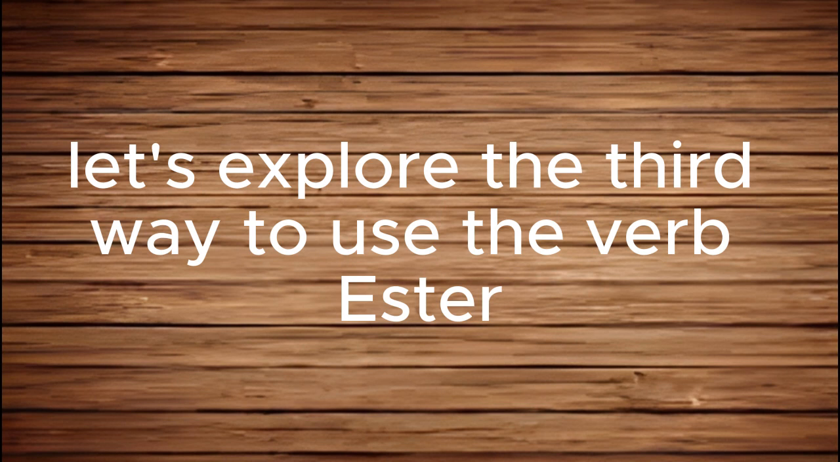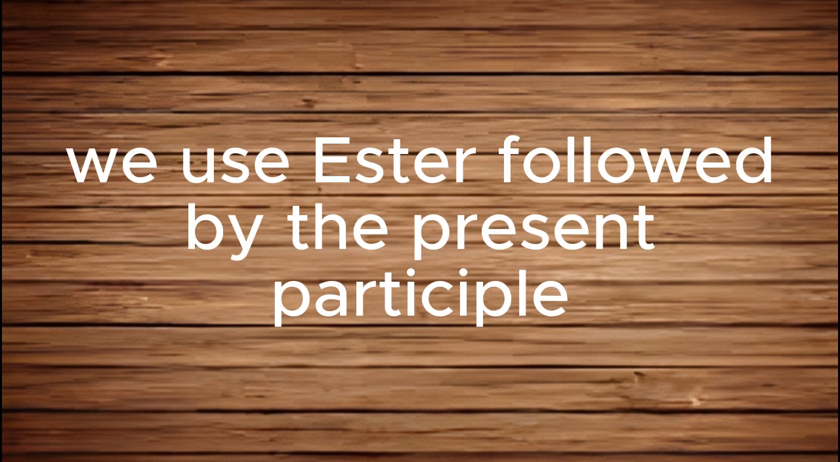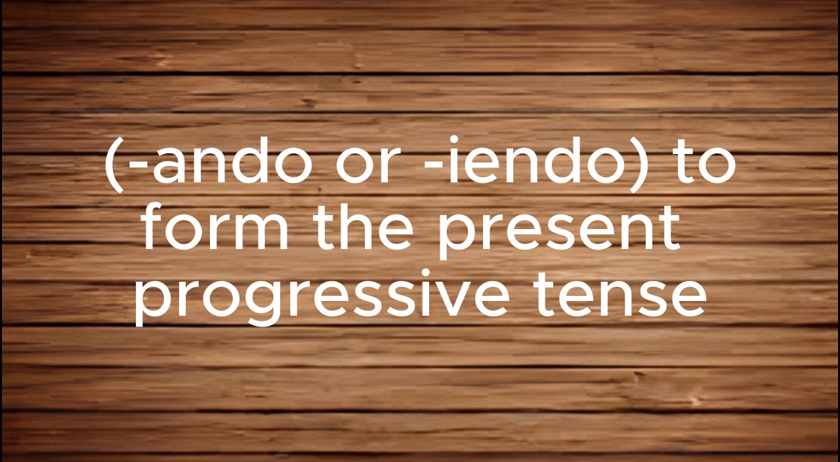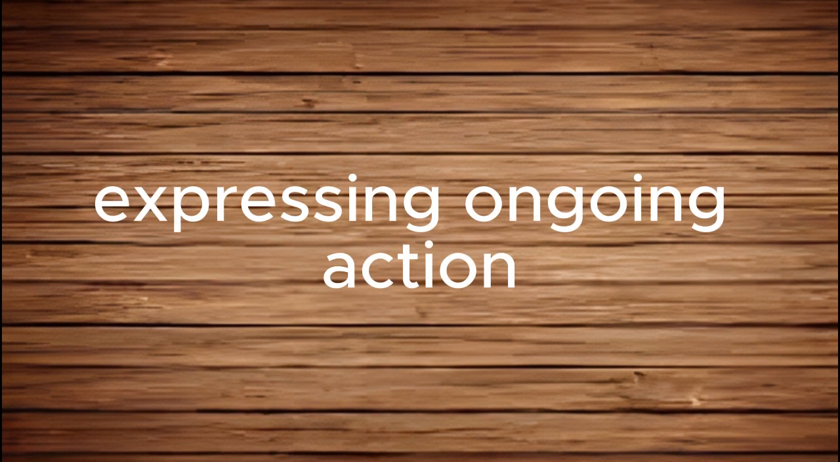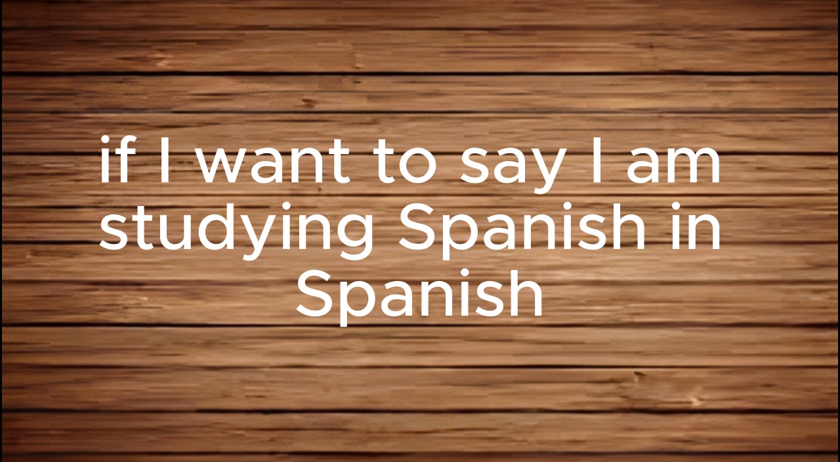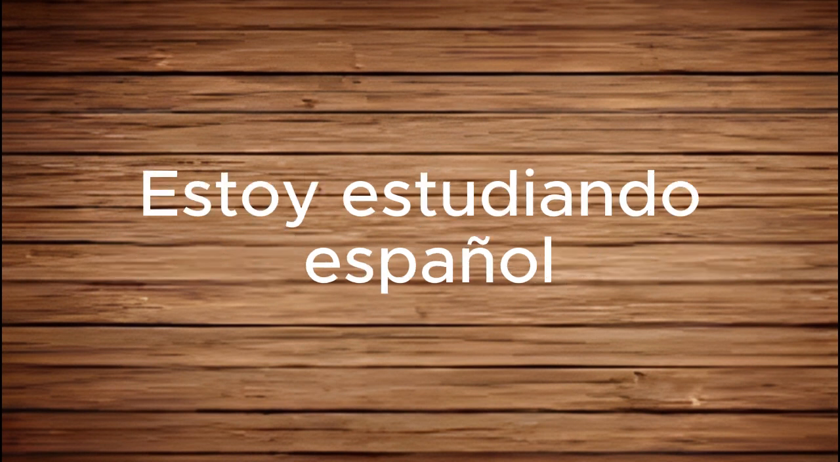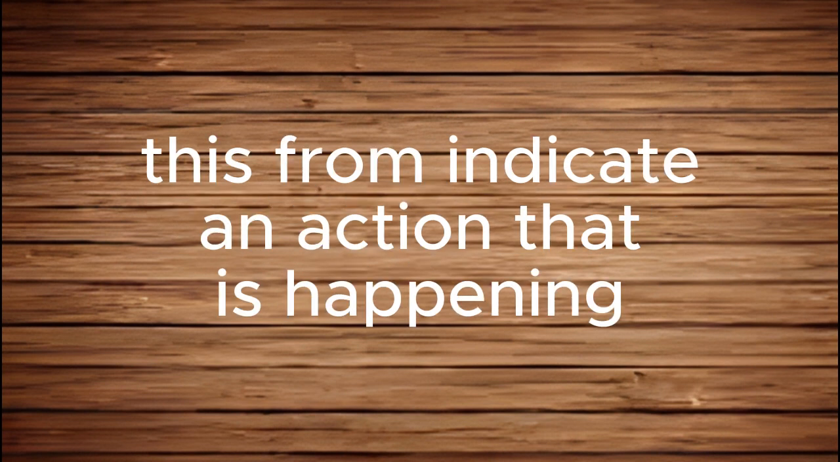Lastly, let's explore the third way to use the verb estar. Estar plus present participle. We use estar followed by the present participle, ando or iendo, to form the present progressive tense expressing ongoing action. For example, if I want to say I am studying Spanish, in Spanish I would say estoy estudiando español. Estoy estudiando español. This form indicates an action that is happening at that moment.